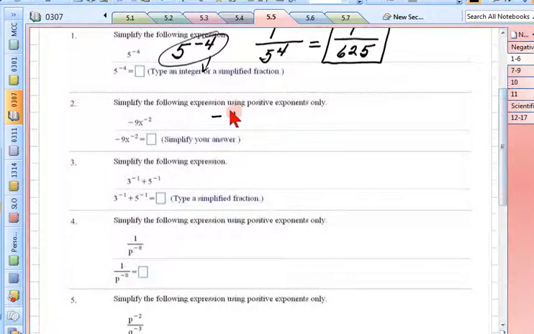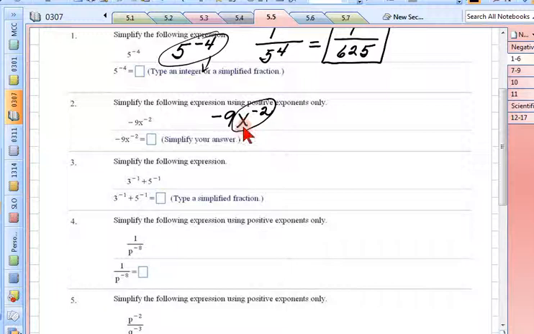All right, let's look at problem number 2. It has negative 9x to the negative 2. In that expression, what is the base of the exponent negative 2? X. It is just the x. Only the x is being raised to the negative 2 power. What would I have had to include if I wanted negative 9x to be raised to the negative 2? I would need parentheses, but I didn't have them.